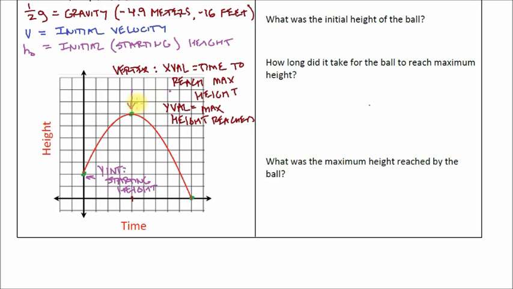So take a look at this at our vertex. Right here is the y value of our vertex. That's how high the object gets before it starts coming back down again, the maximum height. So take a look, class, the vertex. You need to understand the vertex is telling you the x value tells you how long it takes for the object to reach maximum height, and the y value tells you what that actual maximum height is.